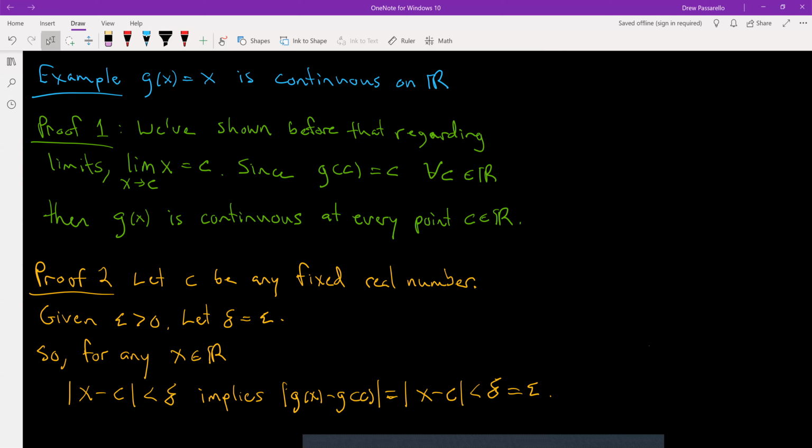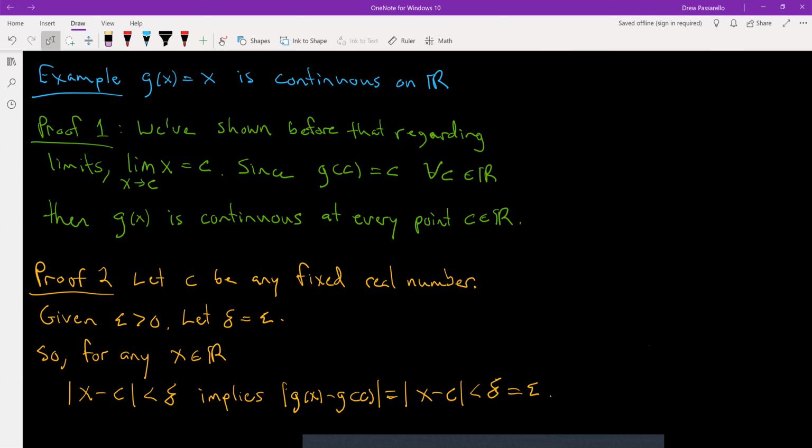All right, and that's it. We just needed that the limit exists, g of c is defined, and that the limit as x approaches c is equal to g of c, which it is because g of c is equal to c.